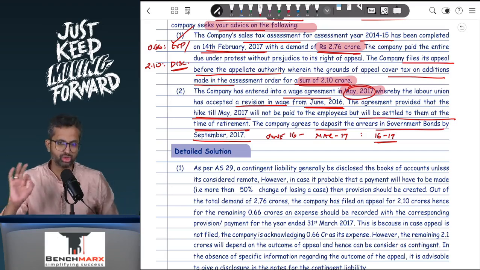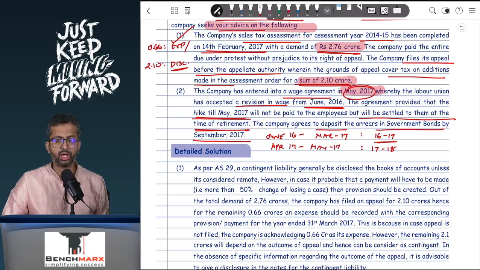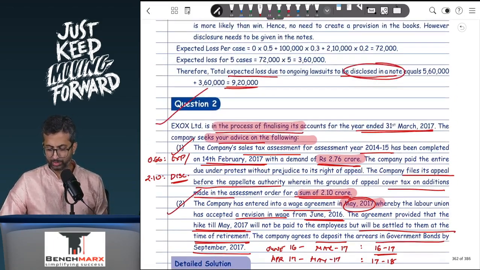An alternative interpretation is possible here, but that is what we are currently going to take. And then for the next 2 months, we will not record anything. So for the month of April 17 to May 17, this will be recorded in the year 17-18 itself. Okay. So this is point 2.